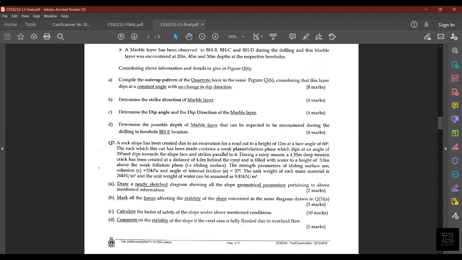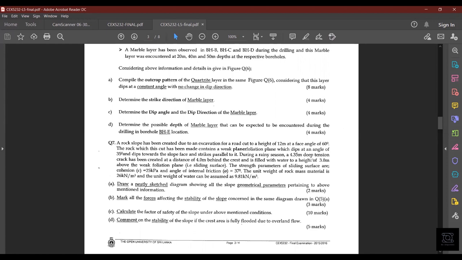A rock slope has been created due to an excavation for a road. A road cut to a height of 12 meter and a face angle of 60 degree. The rock in which this cut has been made contains a weak planar foliation plane which dips at an angle of 35 degree towards the slope face and strikes parallel to it. During a rainy season, a tension crack has been created at a distance of 4 meter behind the crest and filled with water to a height of 3 meter.